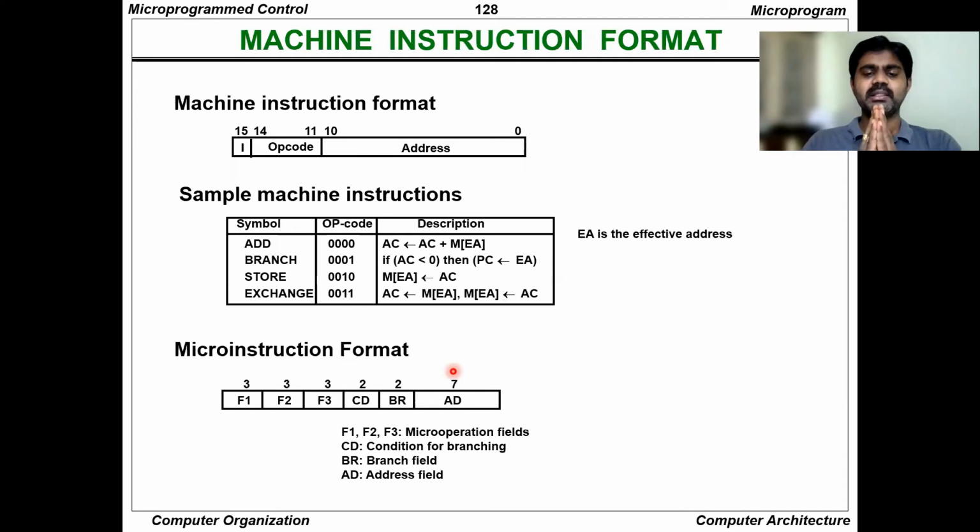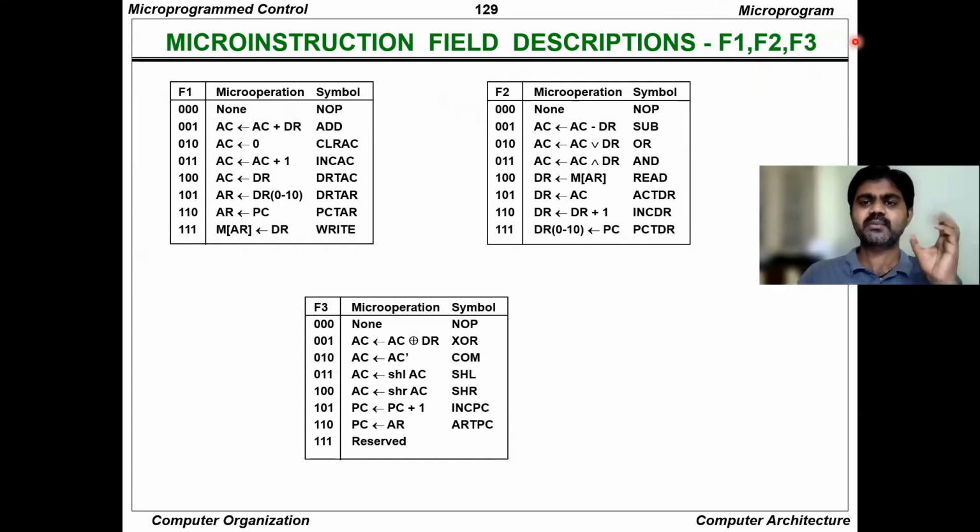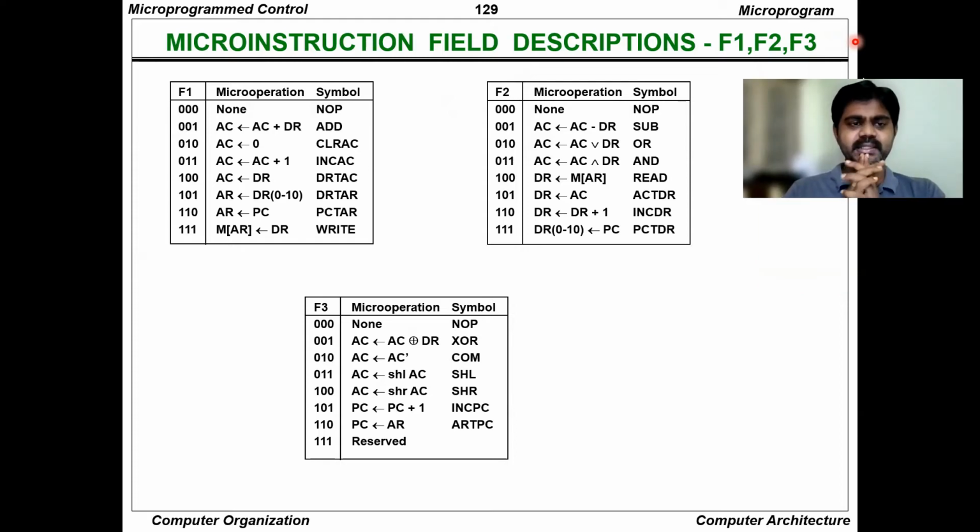Now we'll discuss each one. What is AD, what is BR, what is CD, and what does this F3 contain? If you say the F3 field occupies 3 bits, that means 2 power 3 will get a total of 8 instructions. Now if you see here, microinstruction field descriptions. As we said, we have three types of field descriptions: F1, F2, and F3. So here F1.